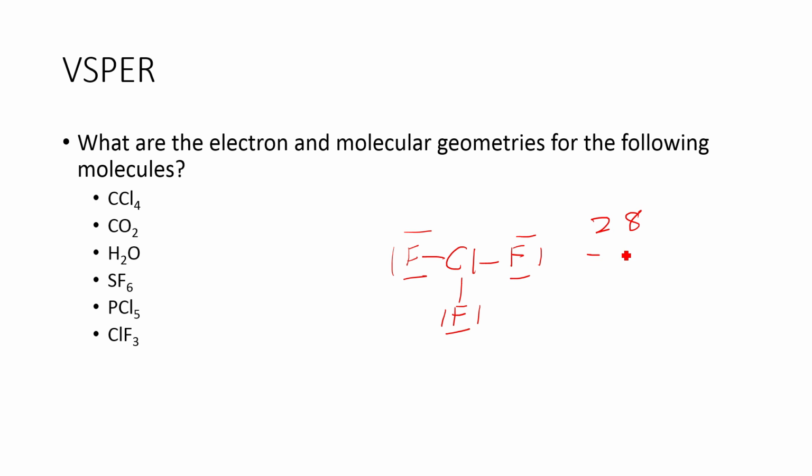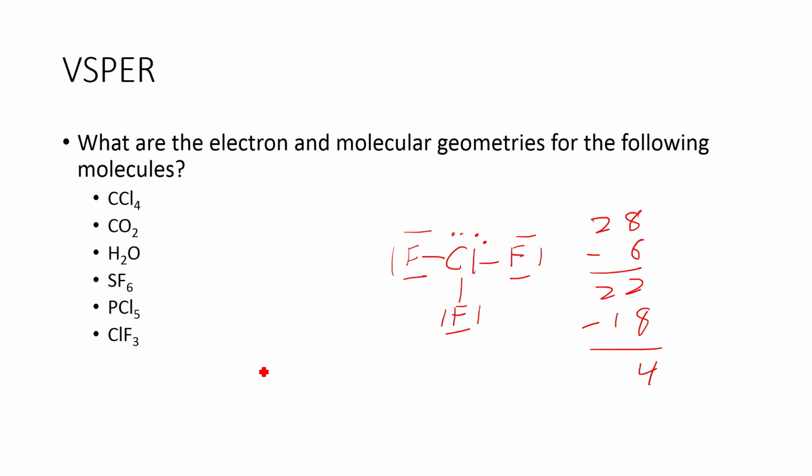We draw 6 in the bonds. That's going to leave us with 22. And when we filled up the fluorines each, we used 6, 12, we used 18 of them. So we actually have 4 left over. So we're going to have to put 4 electrons on our chlorine.